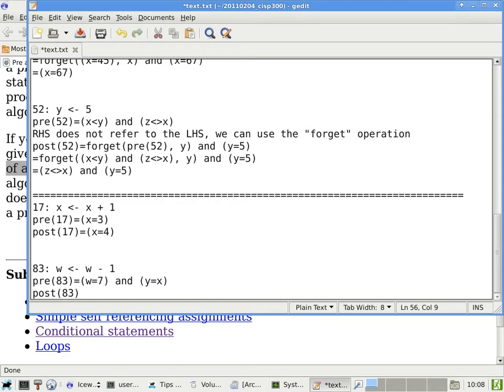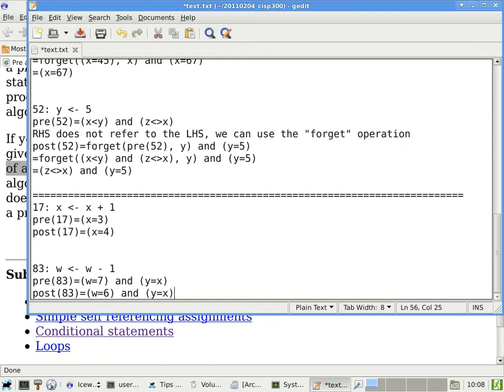W is going to equal 6. Because line 83 only changes the variable w, it decrements it by 1. Can I keep the other part? Can I still say that y equals x? Yes, sure, because those two variables were not affected by line 83. So I can keep the relationship that I knew before the statement because it is maintained.